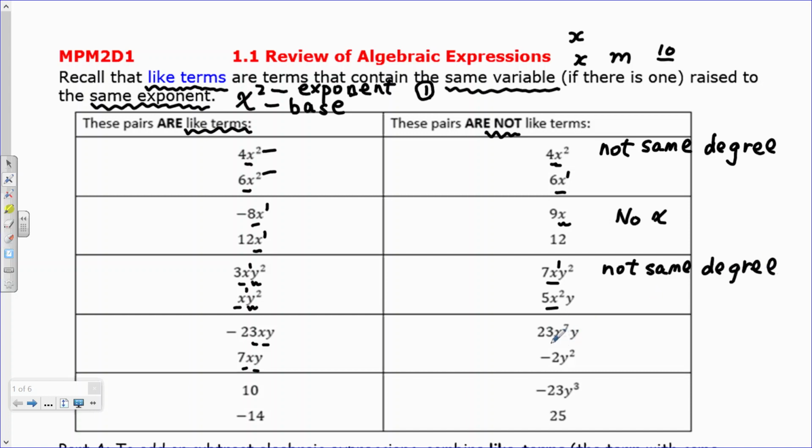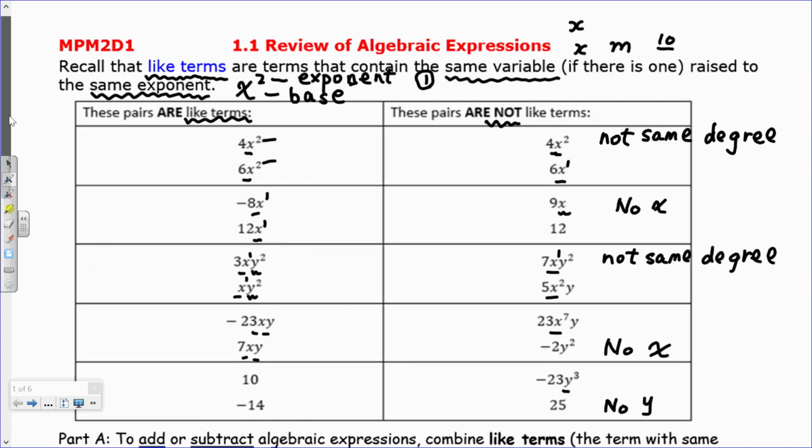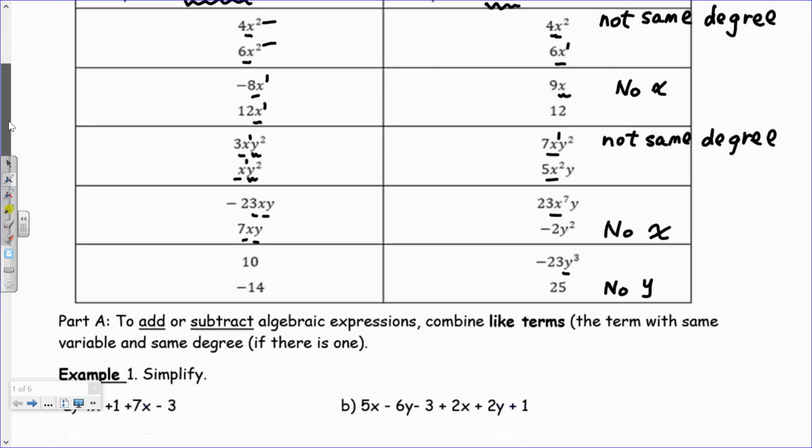And this one, x to the exponent 7, this one, the bottom, no x. So they don't have the same variables. Then they don't satisfy the first condition. So you have two conditions to satisfy. This one, the bottom one, no variable y. Okay, this is how you determine which are like terms, which are not like terms.